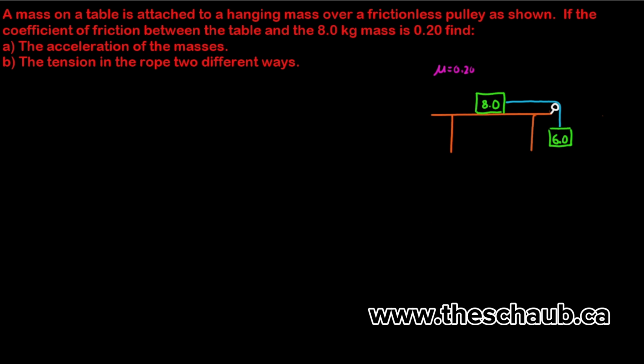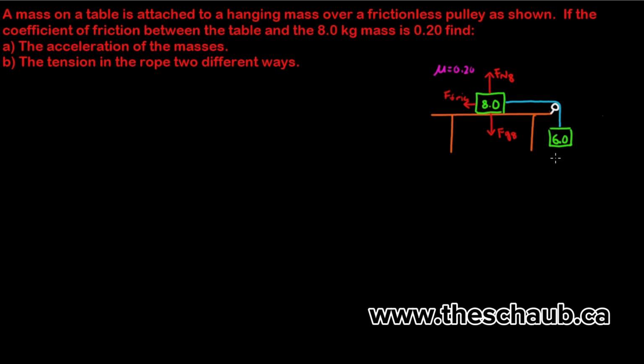We start this question by adding our forces to our diagram. On the 8 kilogram block, we have a force of gravity working downwards. We'll call that Fg8. Equal in magnitude and opposite in direction, we have a force normal upwards, and we'll call that Fn8. As we have a coefficient of friction between the table and the 8 kilogram block, we know that means we have a force of friction acting backwards. We'll call that force fric.